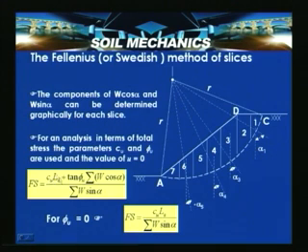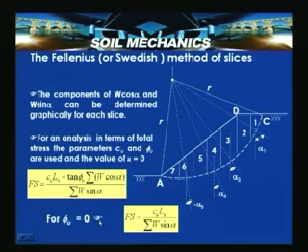where LEA is the total length of this portion. Otherwise, when you have each slice with lengths L1, L2, L3, L4, L5, L6, L7, they form this LEA. So, factor of safety is Cu into LEA plus tan phi u summation of W cos alpha, divided by summation of W sin alpha.